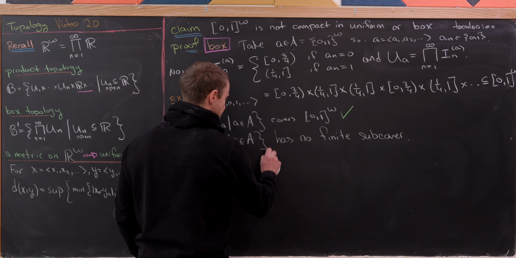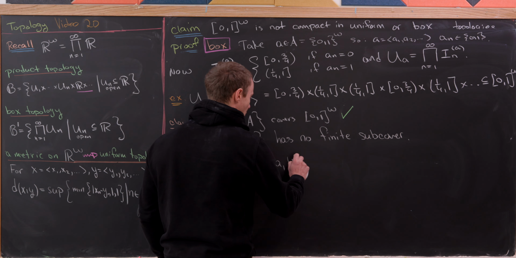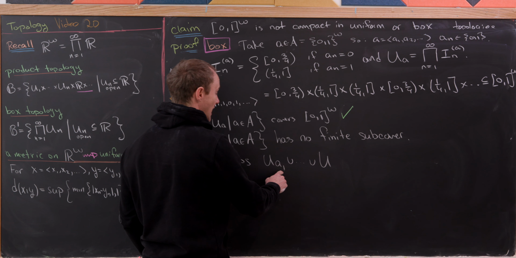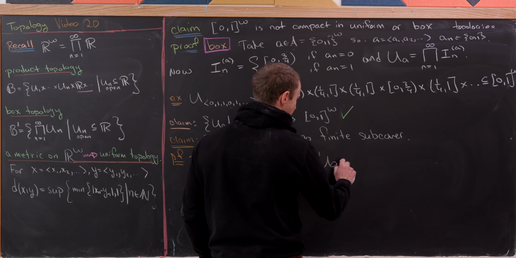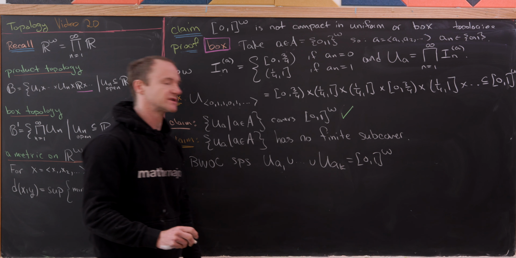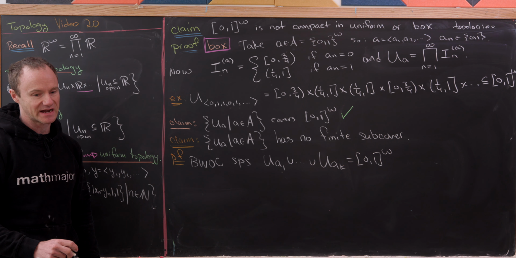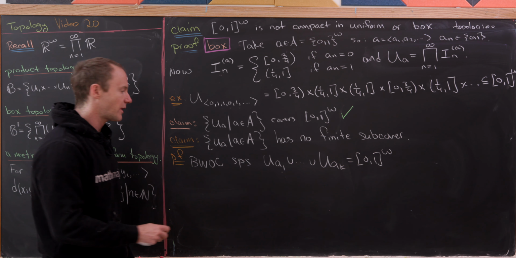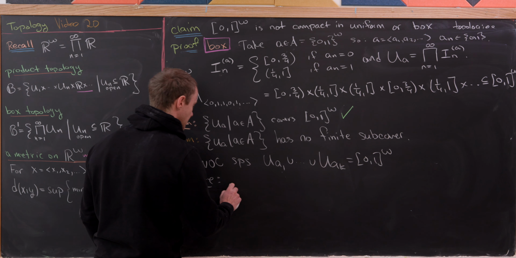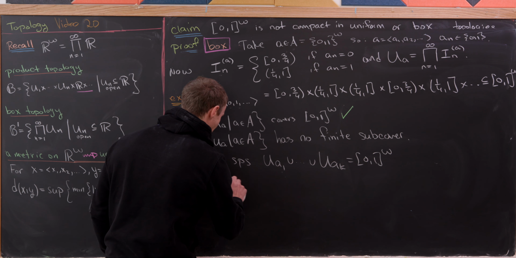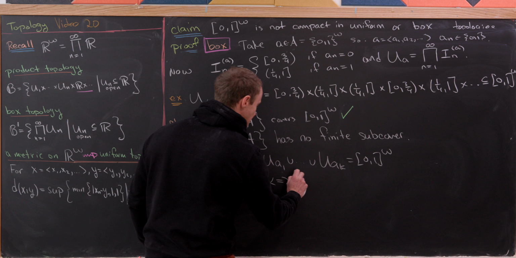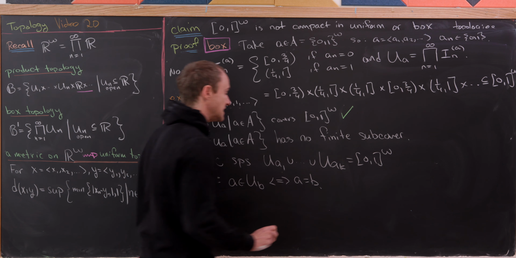So by way of contradiction, let's suppose U_A1 union up to U_AK is 0, 1 upper omega. So in other words, we're supposing we have a finite subcover. Okay, so now let's note the following, which I think is pretty clear, and that is that A is inside of U sub B if and only if A equals B.